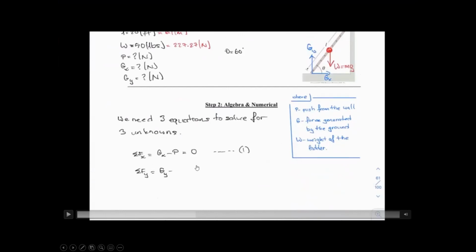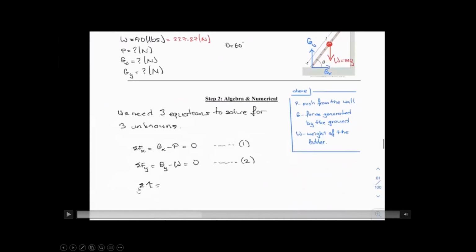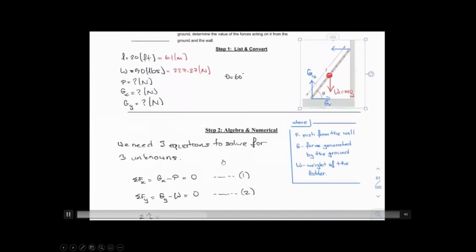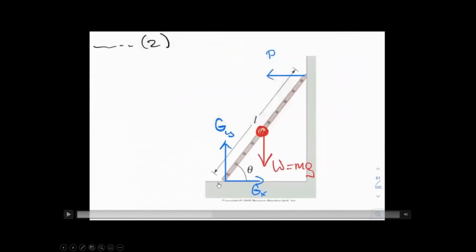So sum up the net force in the x direction, sum up the net force in the y direction, and then sum up the net torque relative to a pivot of your choosing. I usually pick my pivot right here. If your pivot is right here, you don't have to worry about these 2 forces, those 2 unknowns. So I'll pivot everything right to that point.